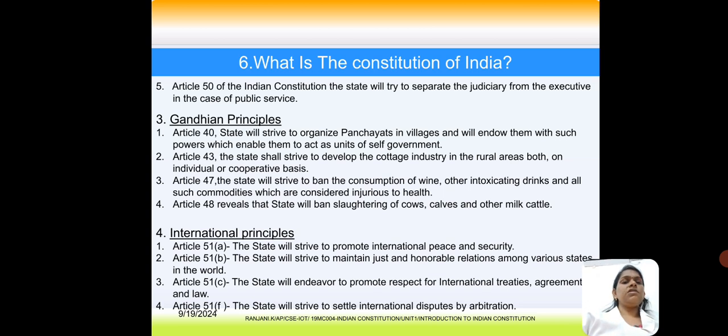Next is the international principle, which promotes international peace and security, and maintains just and honorable relations with other states in the world.